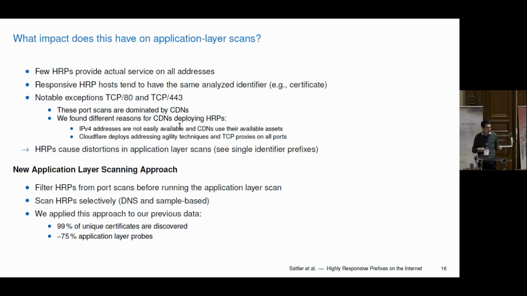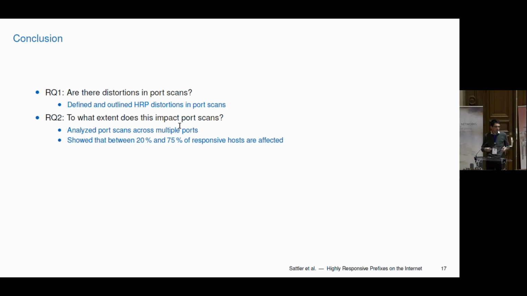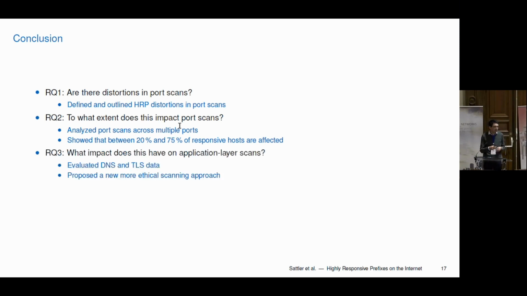So this depends obviously on the port scanned, but the reduction of application layer approaches can be quite significant. In conclusion, we defined and outlined what earlier responsive prefixes are. We analyzed these on multiple ports and found 20 to 75% of responsive hosts are affected. We evaluated this on DNS and TLS data. For DNS data, look at the paper.